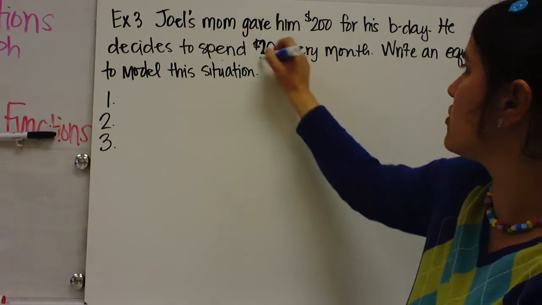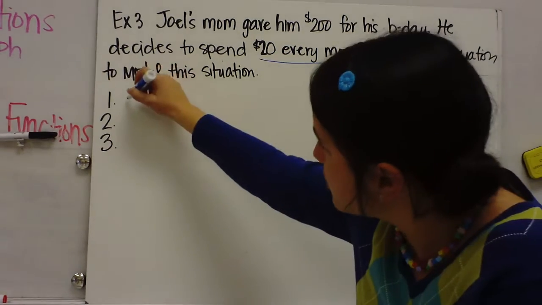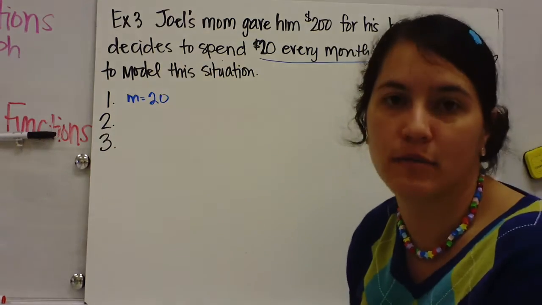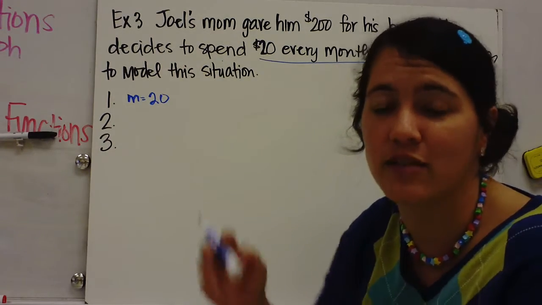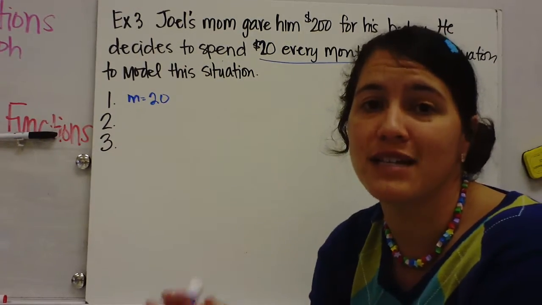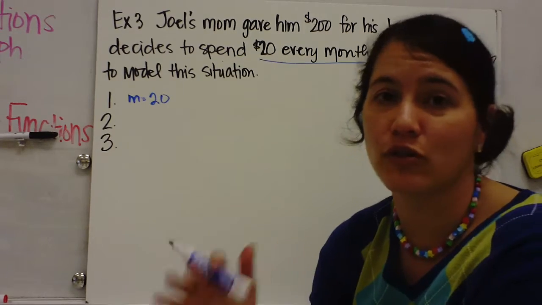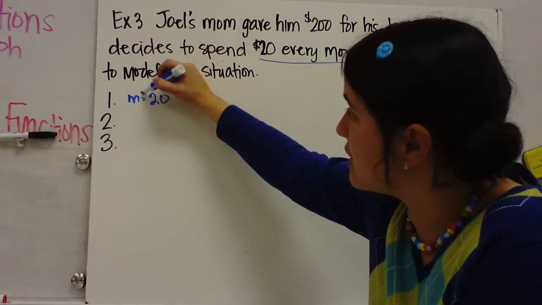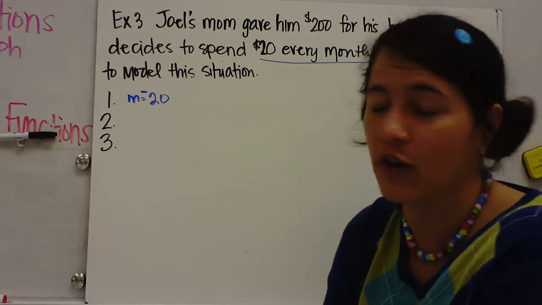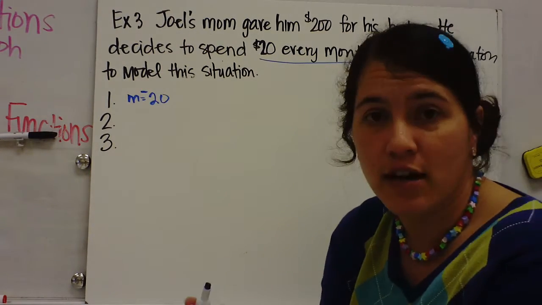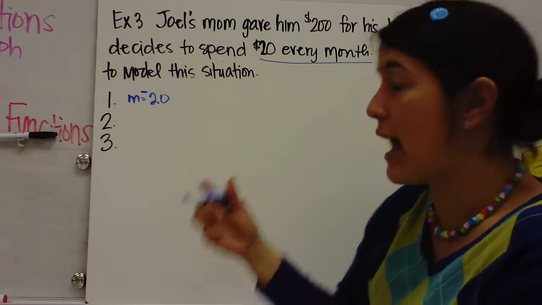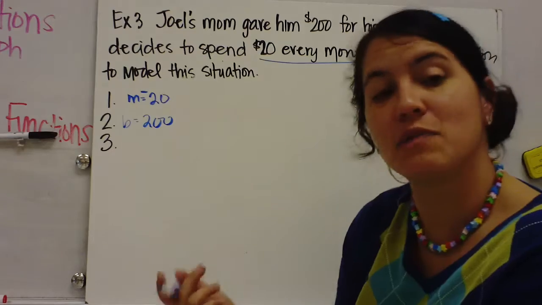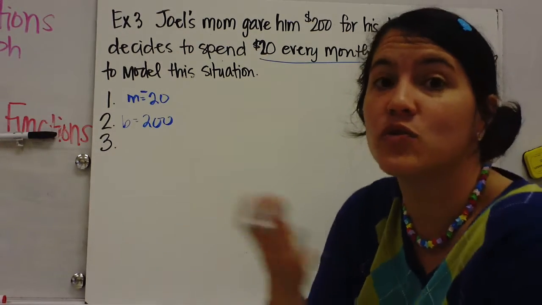And here's the word every. So $20 every month. So that means that's your slope. He's spending $20 every month. So be careful. If you're spending money, does that mean you're gaining it or you're losing it? If you're spending it, you're losing it. So this one really is a negative 20. So be careful. The starting amount, how much money did he initially have? And the starting amount was the $200 that his mother gave him, and that's positive because he was receiving that $200.